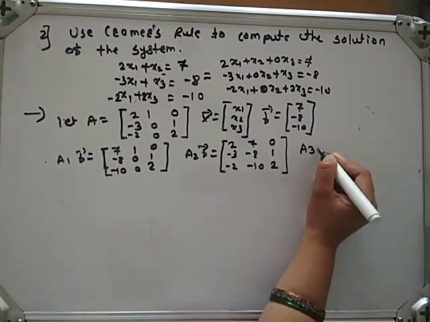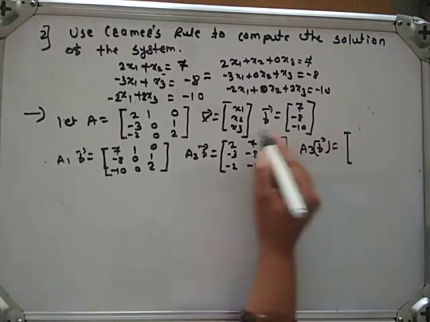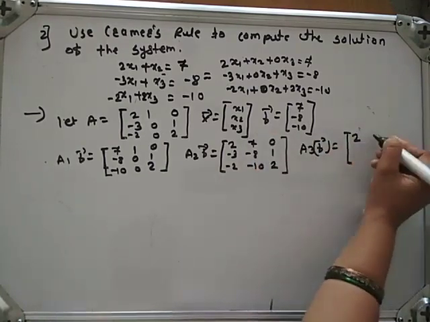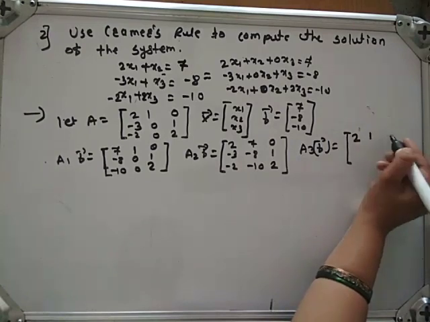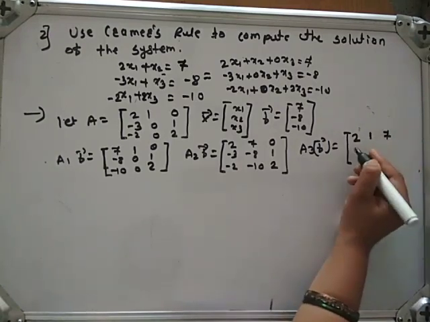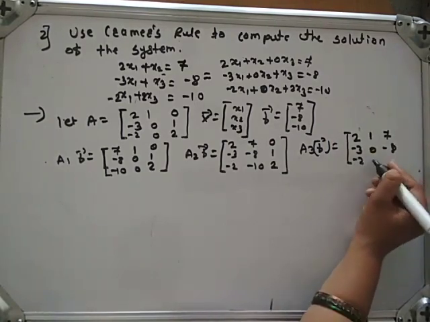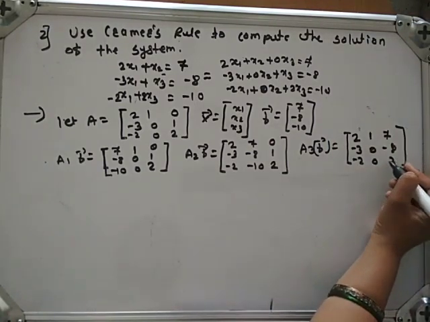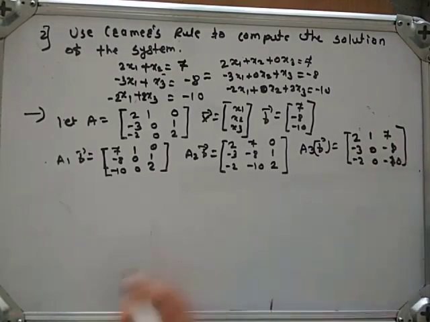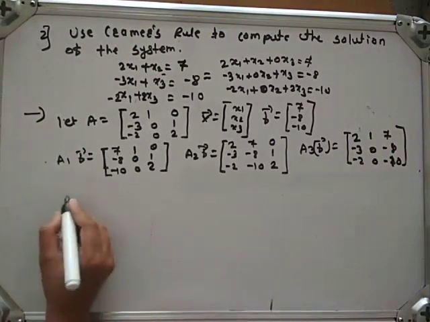Next is A3 into B bar, which is equal to the matrix where the first and second columns are as they are, and instead of the third column we write down the entries of B bar. So 2 1 7, minus 3 0 minus 8, minus 2 0 minus 10. Okay, find out the determinant of all of these matrices.